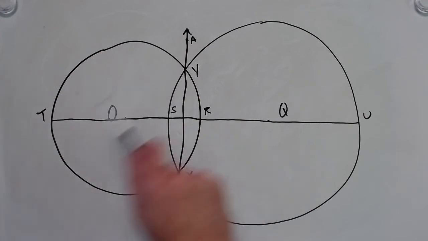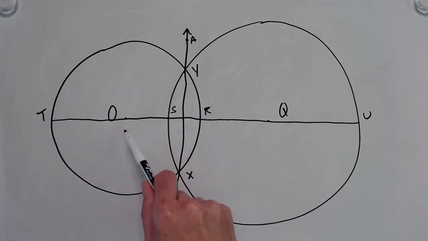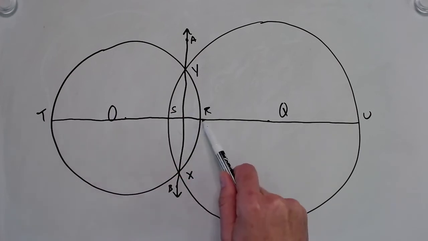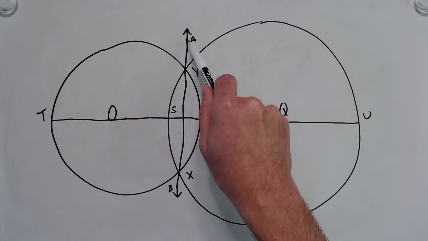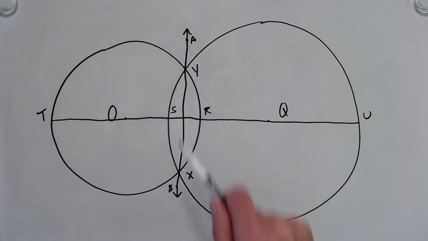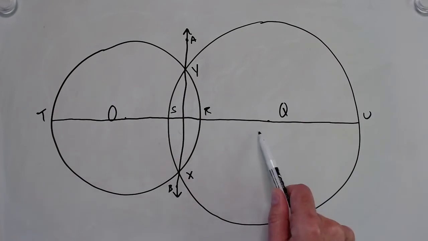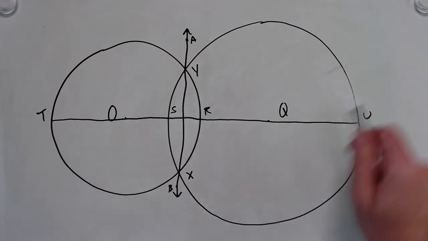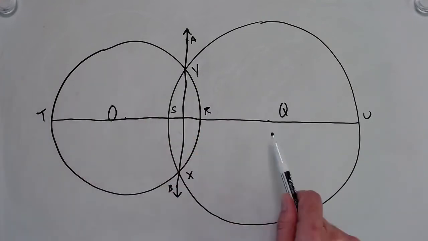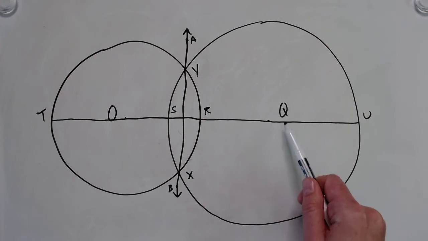So looking at O again, what are all the exterior points relative to this circle? So R is on the circle, Y is on the circle. A is an exterior point. It's outside of O. B is exterior. And so is Q and U. Now these points are related to this circle. But if we're looking at just O, Q and U are exterior points. So let's do the same thing with circle Q here.